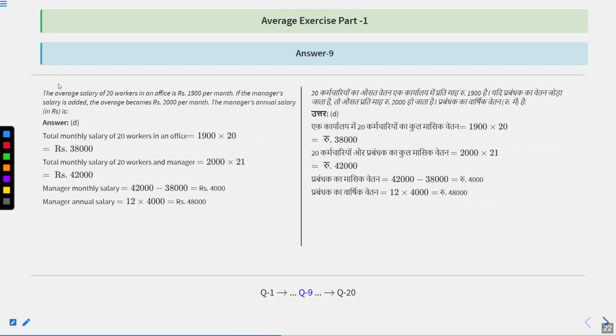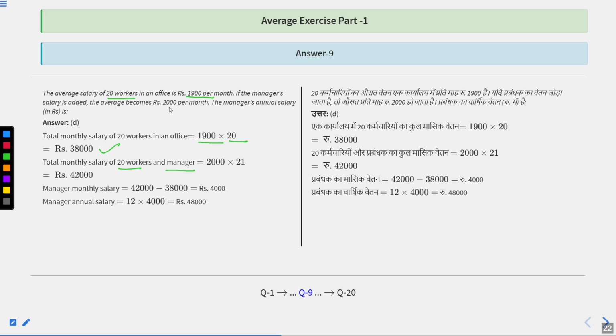Now, first we need to understand the question. The question says that there are 20 workers, clear, and their monthly income is 1900 rupees. So what will be the total monthly income of 20 workers? We multiply 1900 into 20, so it becomes 38,000 rupees. Clear? So what will be the total monthly salary of the 20 workers and the manager?